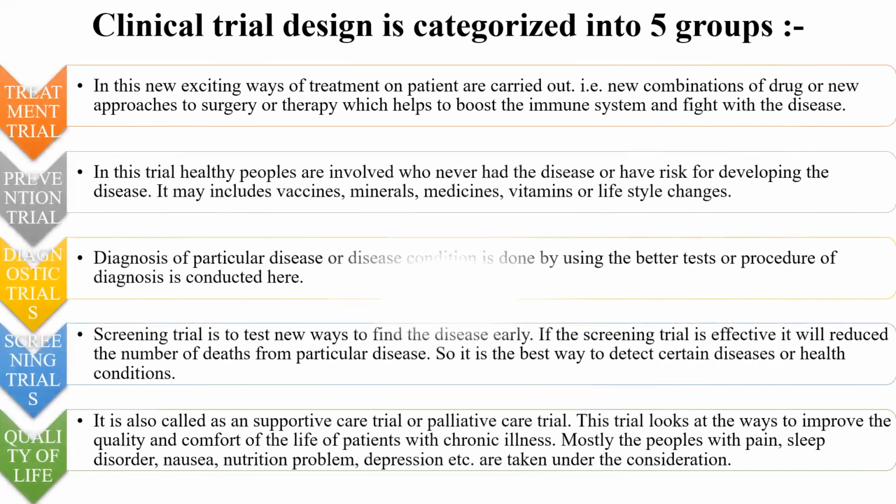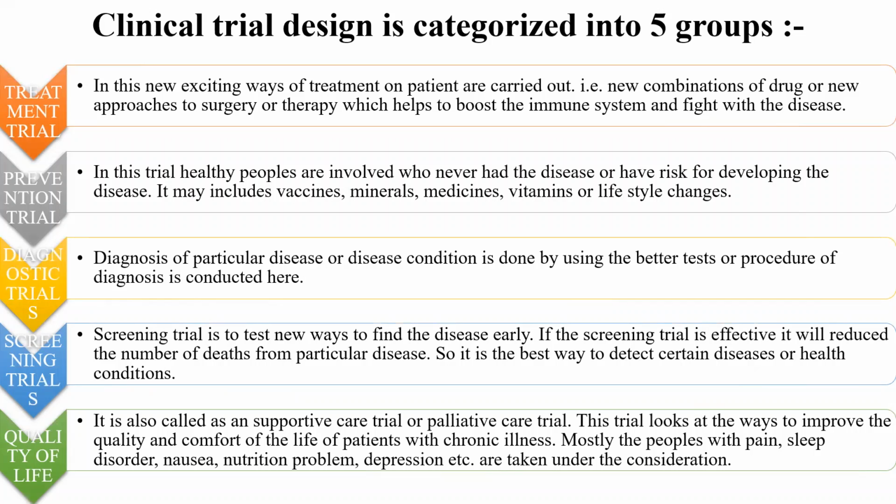It is a completely research-oriented study. Now we will start our actual format, that is the categorization of clinical trial design. It is categorized into five groups, that is treatment trial, prevention trial, diagnostic trial, screening trial, and quality of life. In the treatment trial, we actually come to know which treatment should be given.